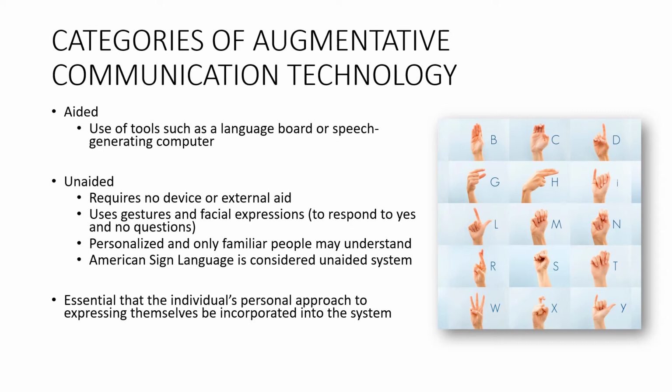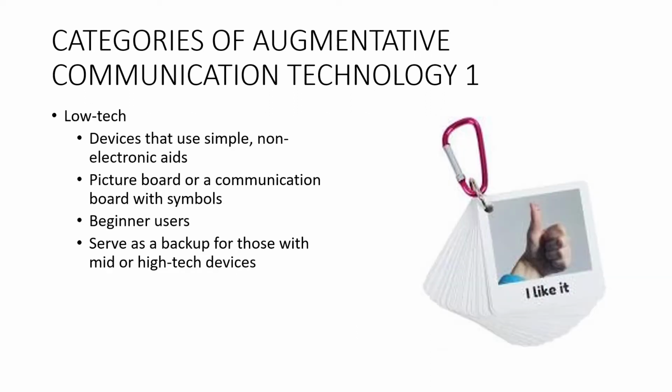Another example would be American Sign Language, or sign language in general, which is considered an unaided system because it just uses your hands. So if it's just our bodies, then it would be considered unaided. It's essential that the individual's personal approach to expressing themselves be incorporated into the system. So definitely it's not about the parents or the teachers. It's more about how that child or that user communicates, and then we want to work with them with their style.